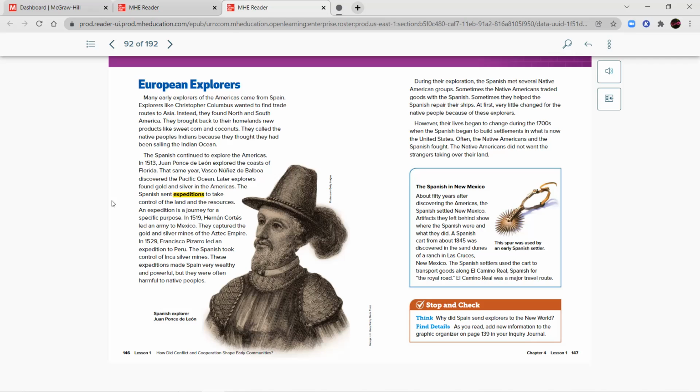So for our 1500s, we can write that Europeans explored the Americas. They took land and pushed a lot of the Native Americans out of their areas.